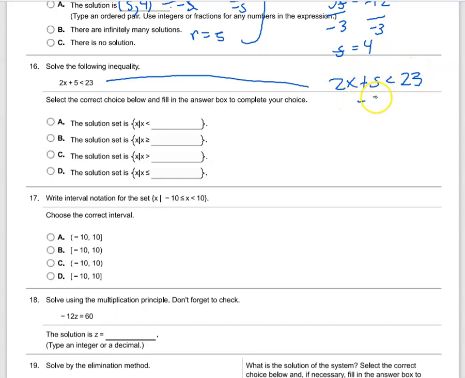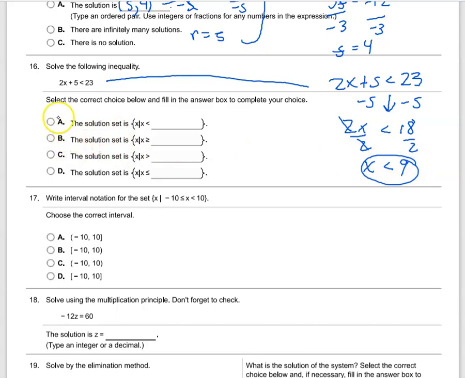Go to the side with the x on it. Get rid of the thing that's not connected to the x first. I'm subtracting 5. 23 take away 5 is going to be 18. Then I'm going to divide by 2. If it had been a negative 2, this sign would need to switch to, instead of being a less than, it would be greater than. But it's a positive 2, so we're going to leave it alone. 18 divided by 2 is going to be 9.